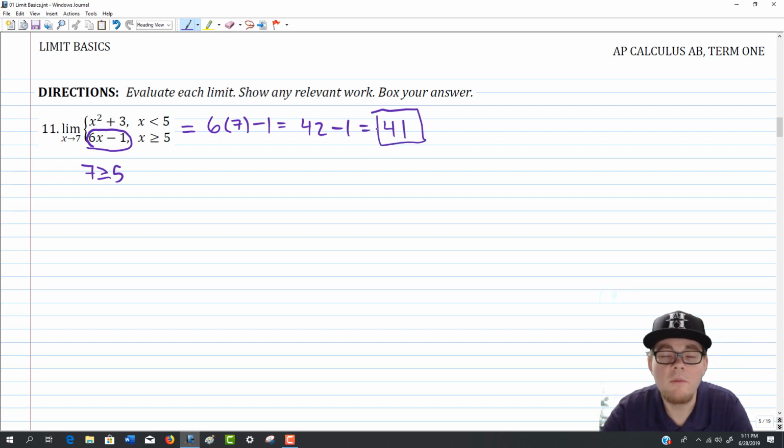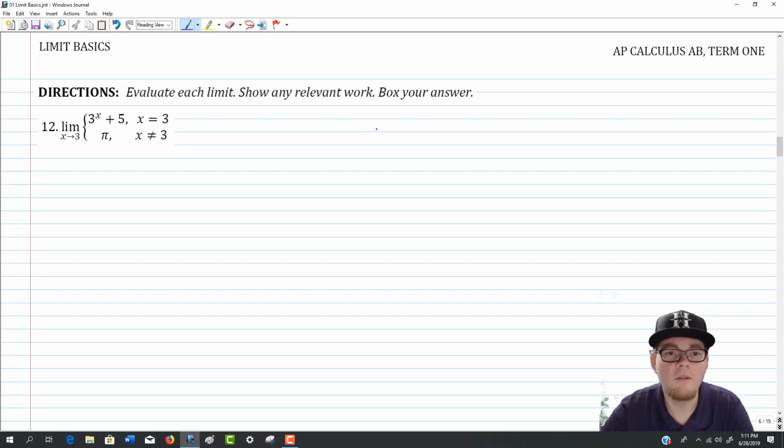So the moral of the story on question number 11 is make sure you read the question carefully, make sure you look at what the x value is that the limit's approaching. Maybe it might not bite you now, but it could bite you on an exam or something even more with even greater stakes later on. So in this case, all it was about was identifying which branch to use from the piecewise function.